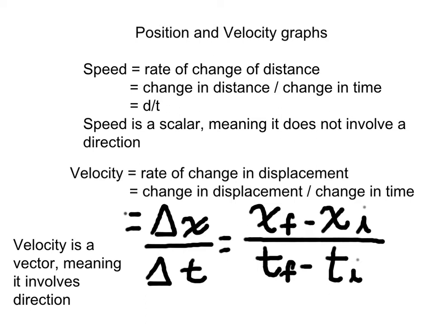Velocity is a rate of change in displacement. It's a change in displacement over change in time. Now remember that displacement does deal with direction, and so it can be positive or negative. And then the formula for velocity, change in x over change in t, or change in displacement over change in time, which is xf minus xi over tf minus ti. Velocity is a vector, meaning it involves direction.